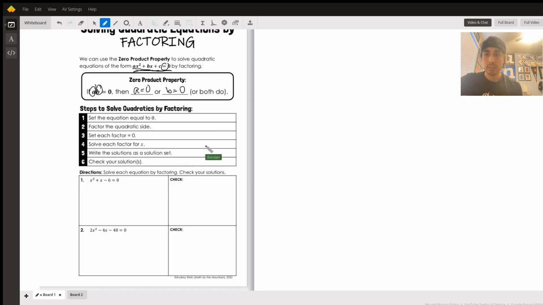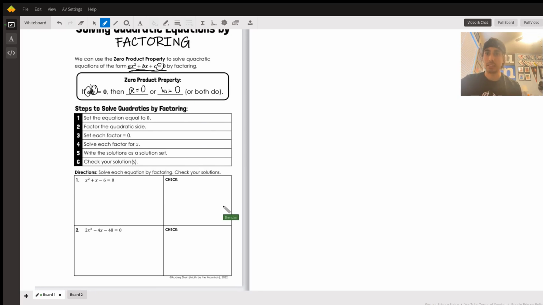All right, so here's the general steps, and we're going to get a lot of practice with this. The first thing we're going to do is set the equation equal to 0. And then we are going to factor the quadratic side. So basically it means get everything on the same side of the equal sign. That's step number 1. Notice in these examples, they already are, right? This one's equal to 0, this one's equal to 0. So step 1 is already done for us on both of these examples. Step 2 is we're going to factor. That's what we've been doing the last unit. And then these steps down here, those are the new steps.